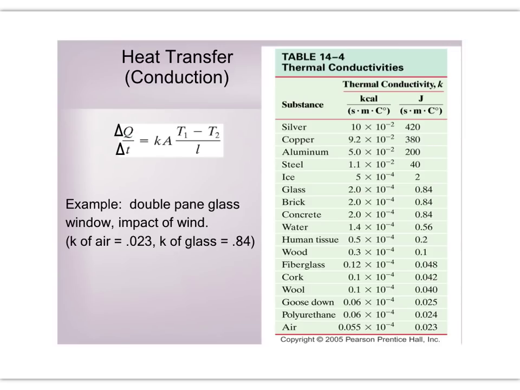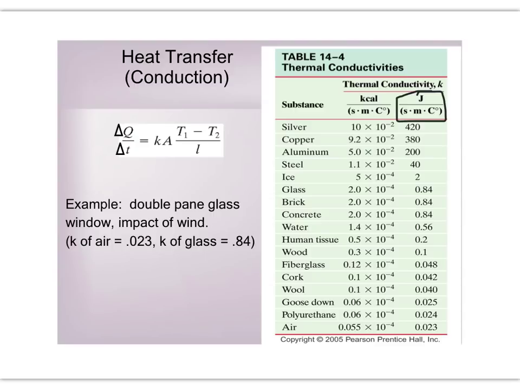Here's a list of thermal conductivities. We'll be using the column here that says joules per second meters degrees Celsius, since we're going to be looking at energy in joules. If the thermal conductivity K is high, that means it's a good conductor of heat. And if it's low, that means it's a good insulator.